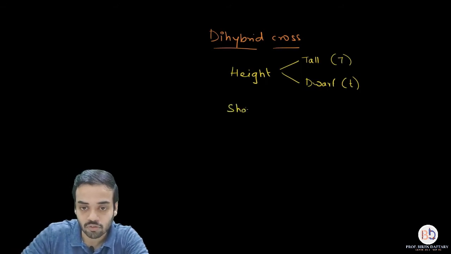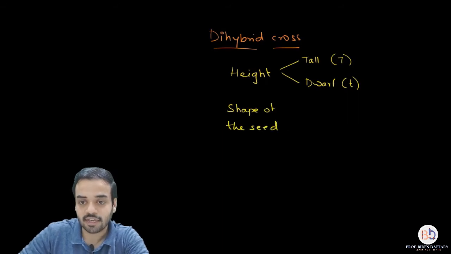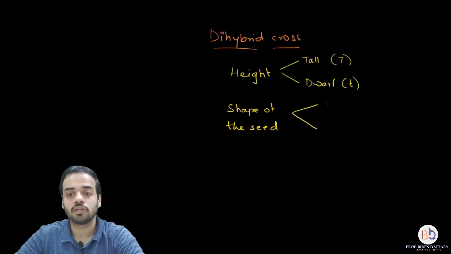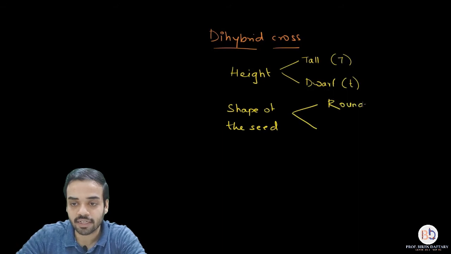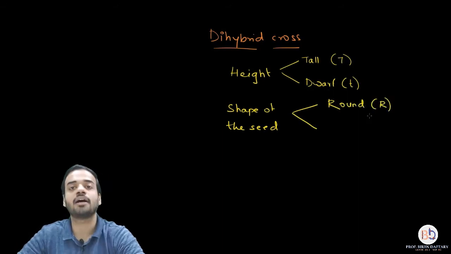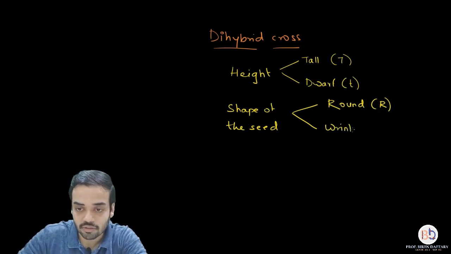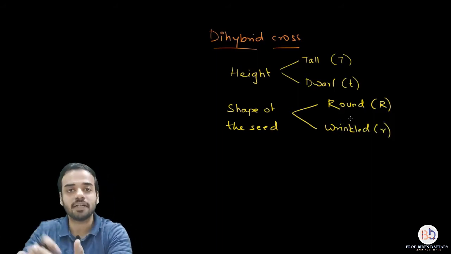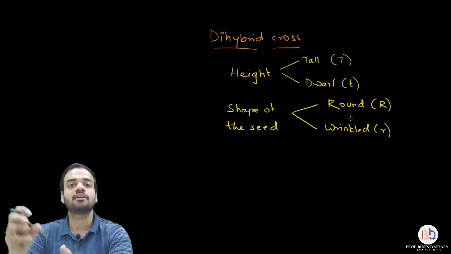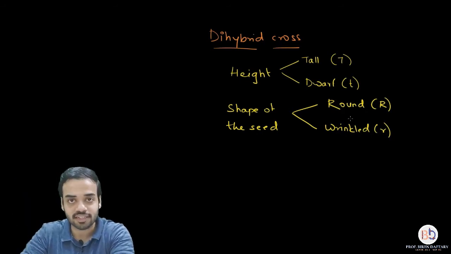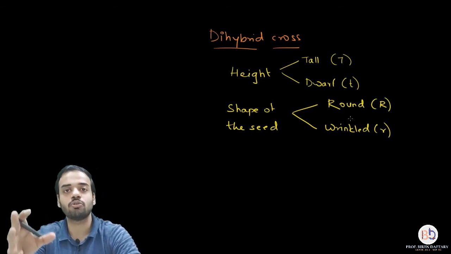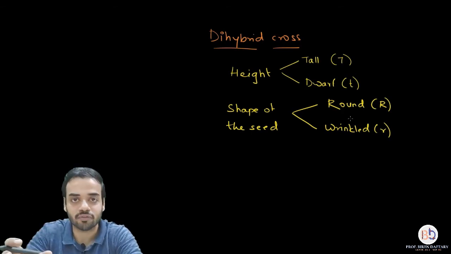So I'm going to write down over here shape of the seed. Now the pea plant shows two shapes. First is the round shape, which is the dominant character, represented by capital R, please remember. The other shape is called wrinkled, and the wrinkled shape is represented by small r, which is the recessive character. So the capital letter denotes the dominant allele, and the small or lowercase letter represents the recessive allele. We are going to take both these characters into account, height of the plant and shape of the seed.